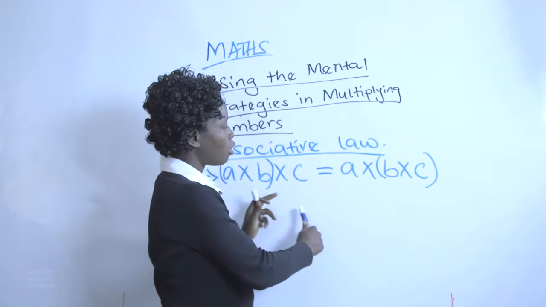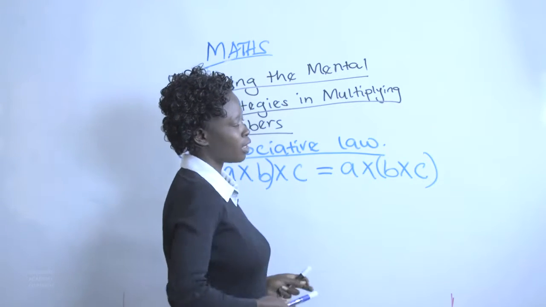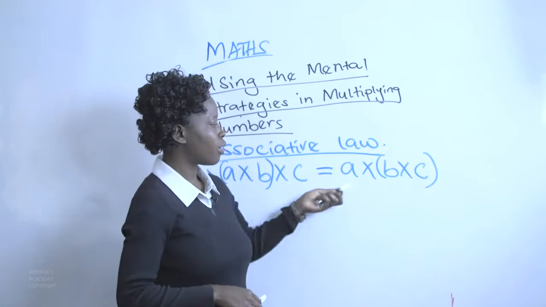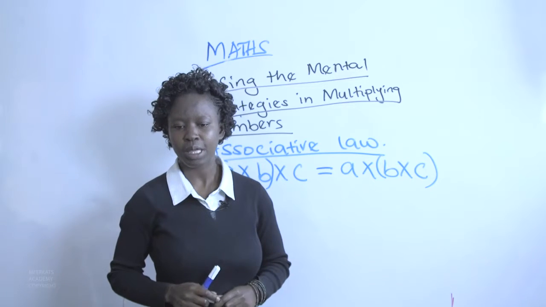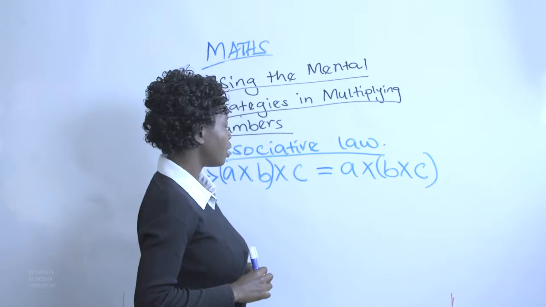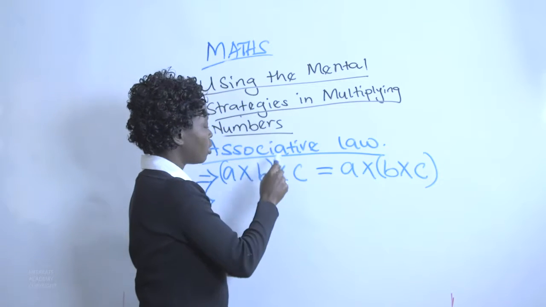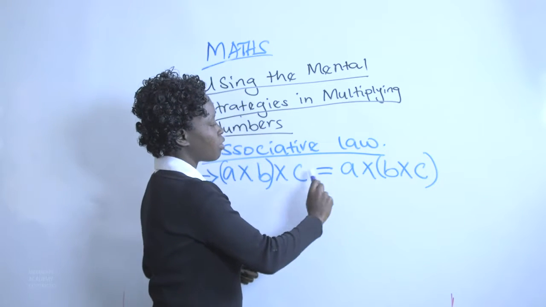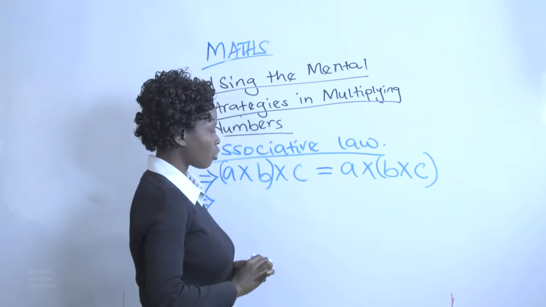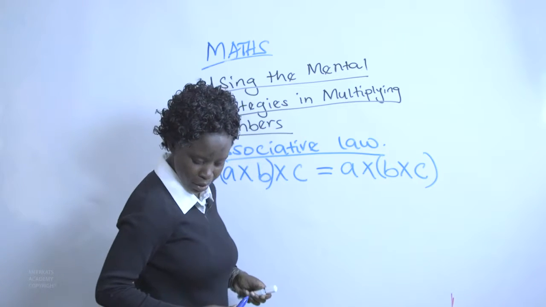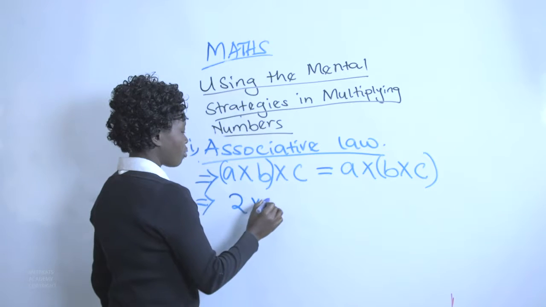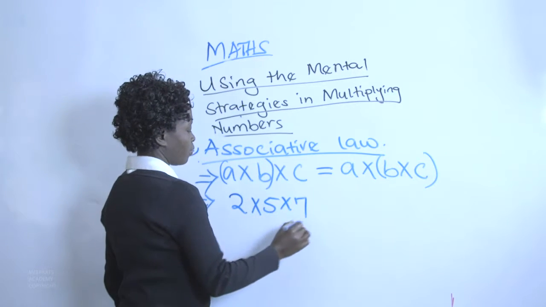You can start with the first pair, or you can start with the last 2 digits that you have in your multiplication. So the order of the pair of multiplication does not matter. You can start from either way. So A times B multiplied by C will be the same as A multiplied by the B times C. So an example could be, if I'm having such figures, 2 times 5 times 7.